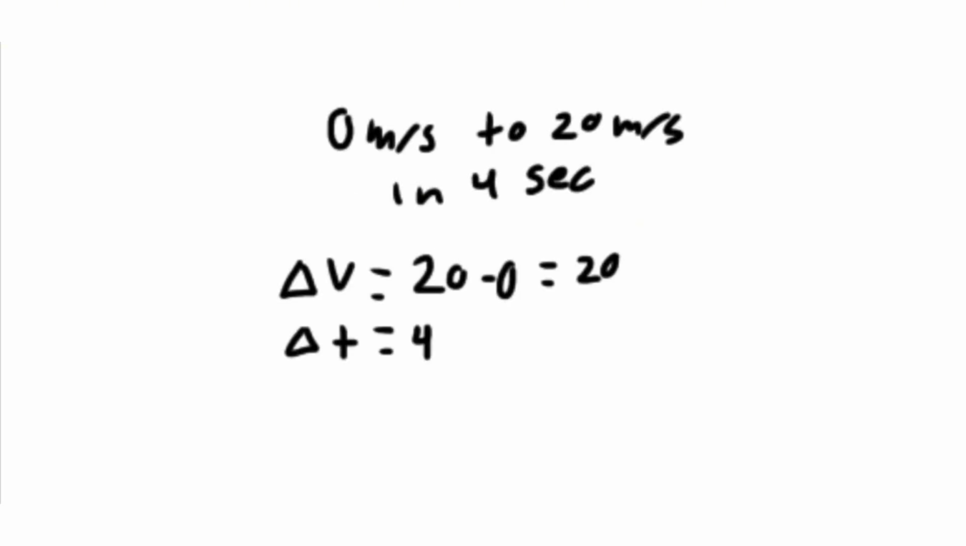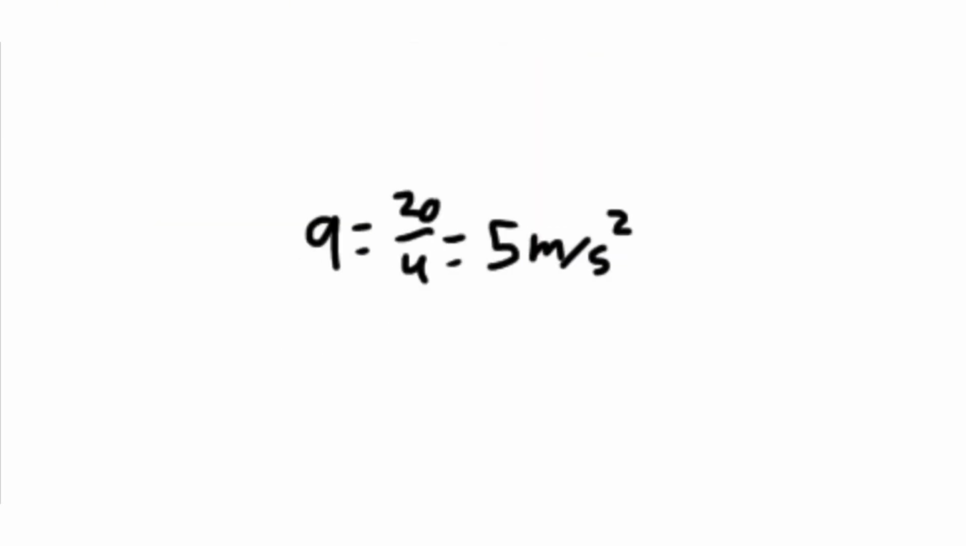So, say we go from 0 meters per second to 20 meters per second in the span of 4 seconds, and we want to find our acceleration. Well, we'd have to get our components, which would be delta v and delta t. So delta v is equal to 20 minus 0 because that is how our velocity has changed, and that just gives us 20, and our time is given to us, which is 4. Now, if we plug this into our acceleration equation, we get 5 meters per second squared as our acceleration.